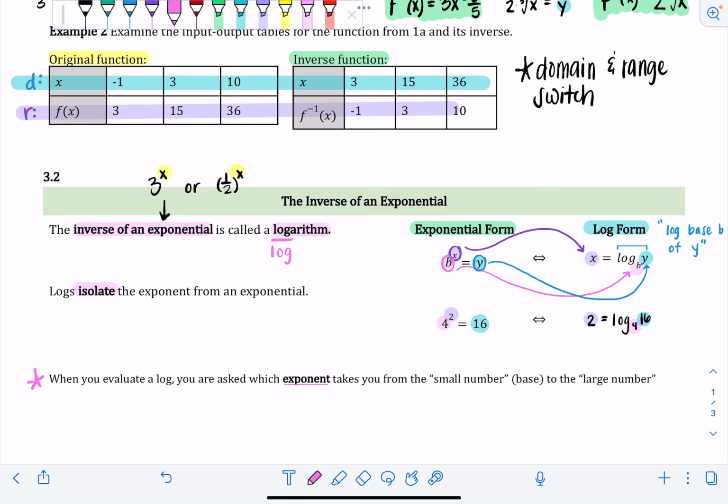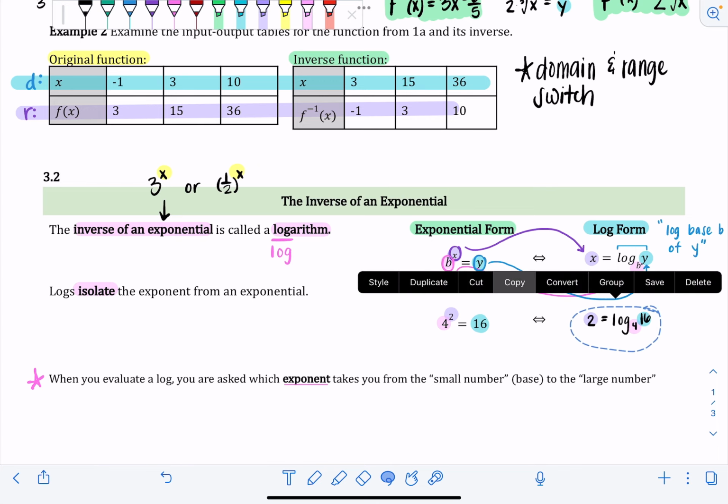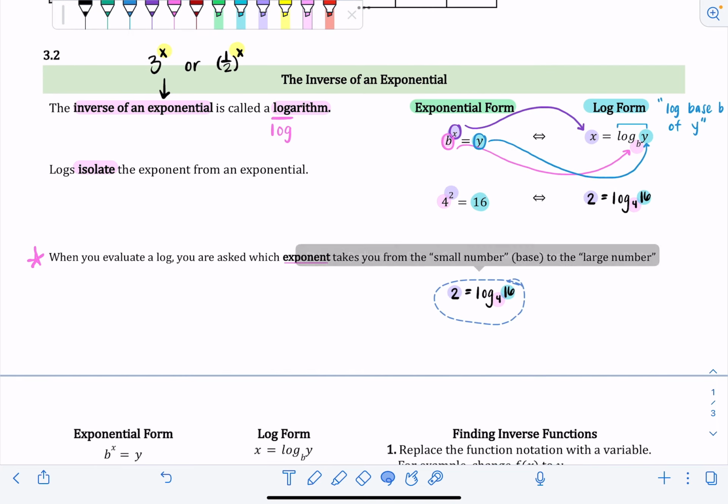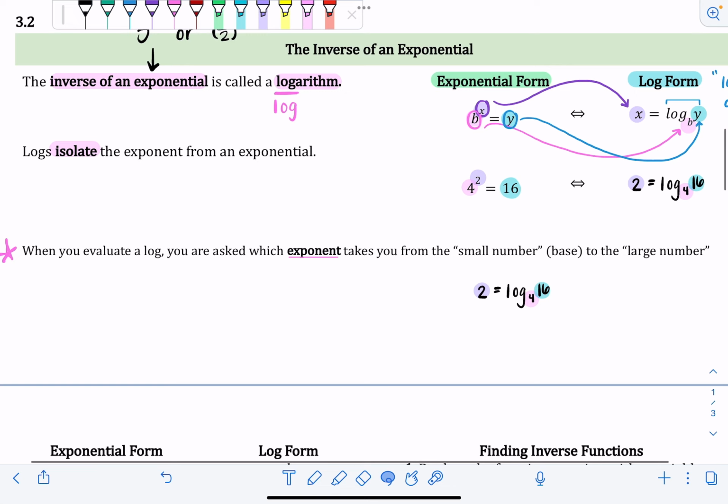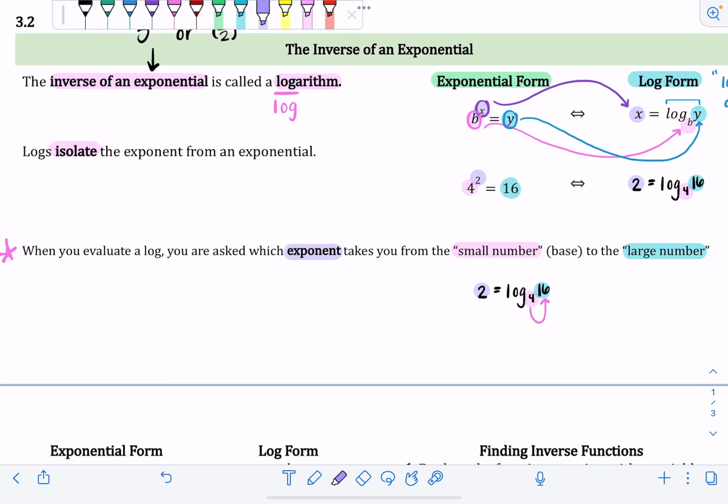So if I look at this version, I'm going to just copy it down really quick. Which exponent takes you from the small number to the large number? The small number is referring to the base, that little baby 4, and the large number is referring to that 16, the one that's written bigger next to it. So it's asking which exponent takes you from 4 to 16, meaning 4 to what power equals 16?